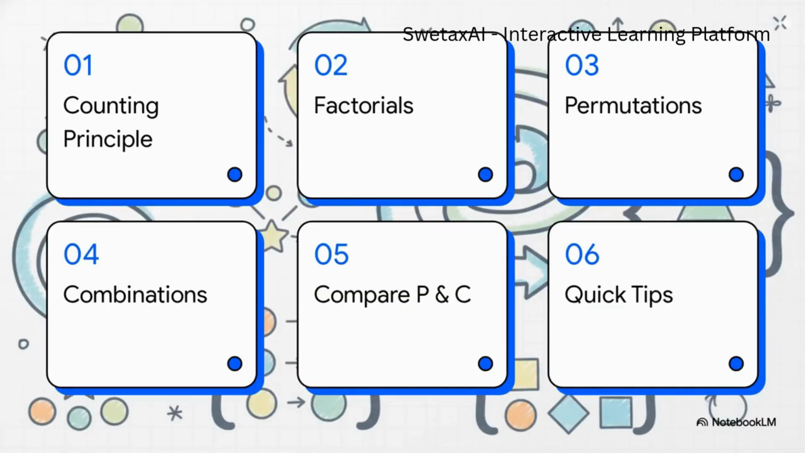Here's our roadmap for this explainer. We are going to build our toolkit piece by piece. We'll kick things off with the fundamental principle of counting, then introduce factorials as our building blocks. From there, we tackle permutations when order matters and combinations for simple selections. We'll compare the two side by side, and finally, wrap up with some quick tips and real-world applications.